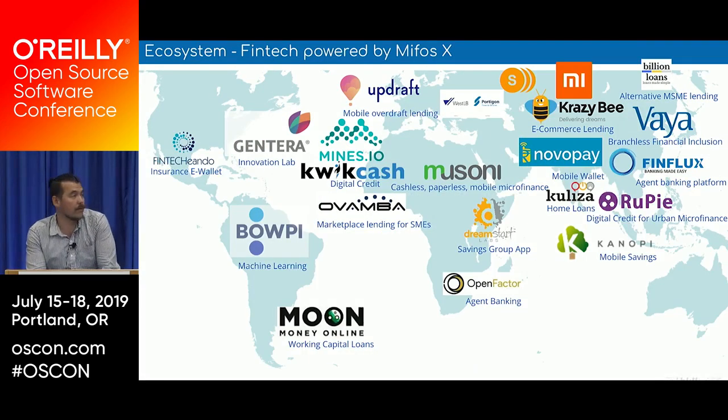And so while the initial core use case for Mifos X was as a back office system for traditional brick and mortar financial institutions, over the past couple of years, we've seen a lot of fintech companies who have rolled out digital credit and mobile wallet solutions on top of the core banking platform and our open APIs.